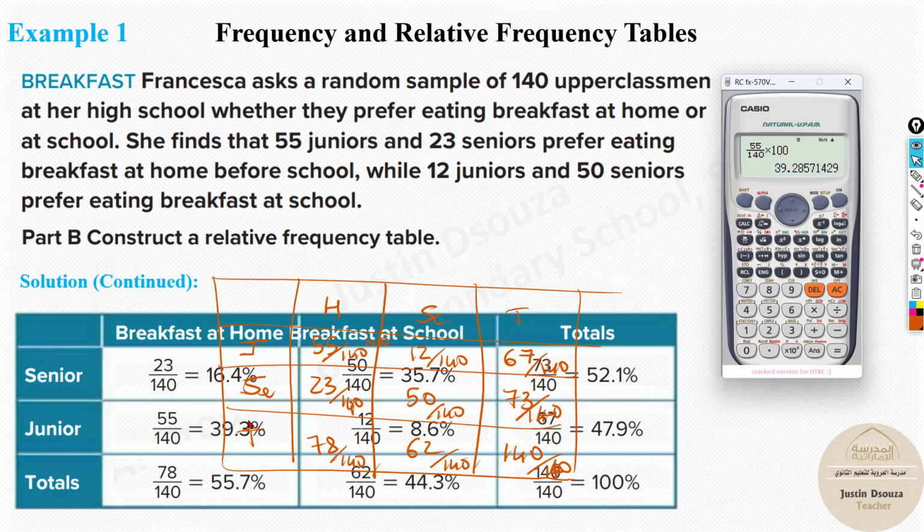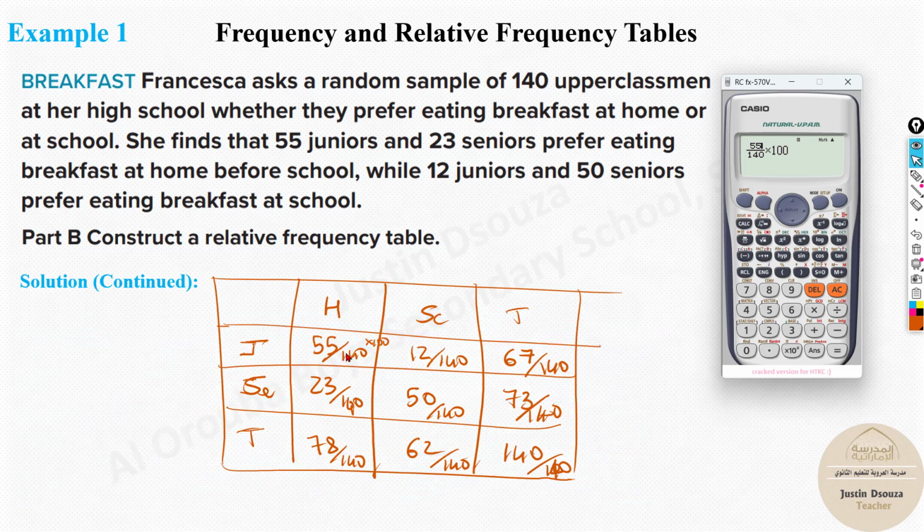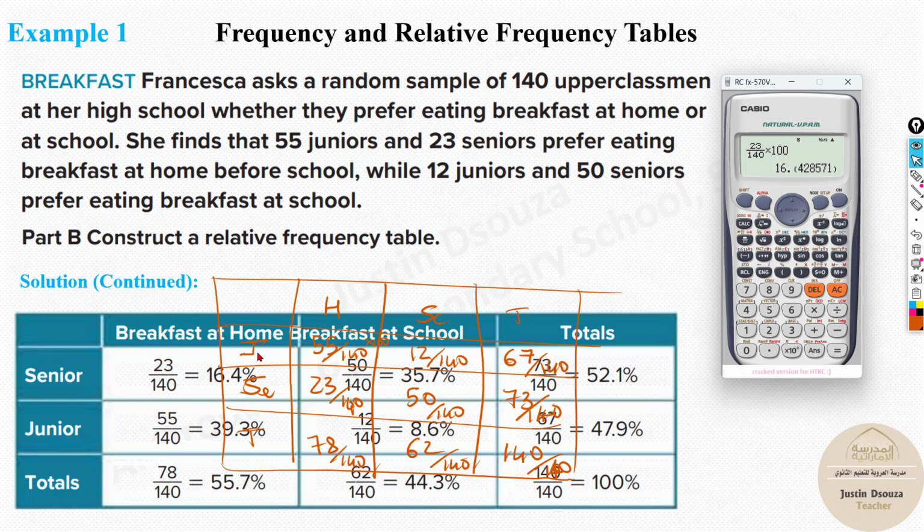Now, see, it's shifted up and down, right? So it is 39.29, but they've just rounded off to one decimal. So it's 39.3. The juniors eating at home is 39.3 over here, you can see in terms of percent. Now for the next one, just change this, see this 50, let's make it 23 now. This is 16.4%. You can see it's 16.4. About seniors eating at home, that's the thing.